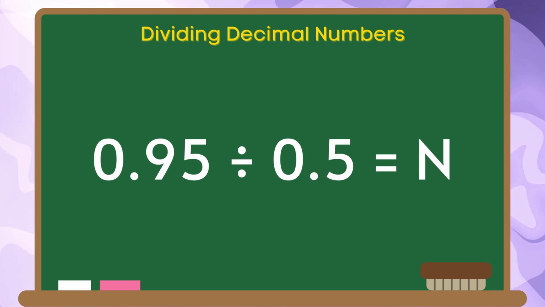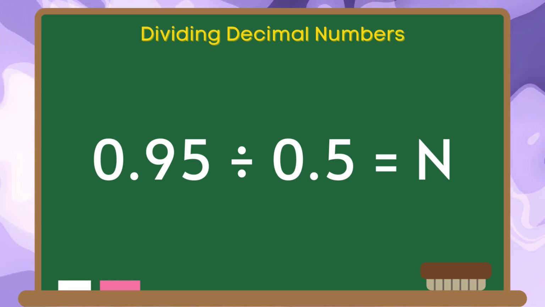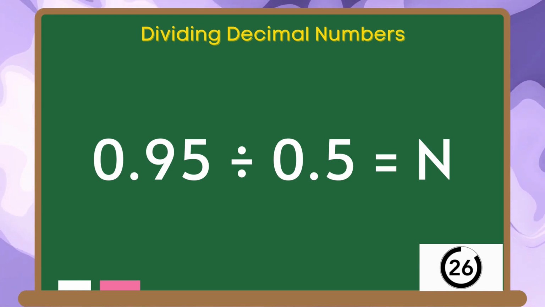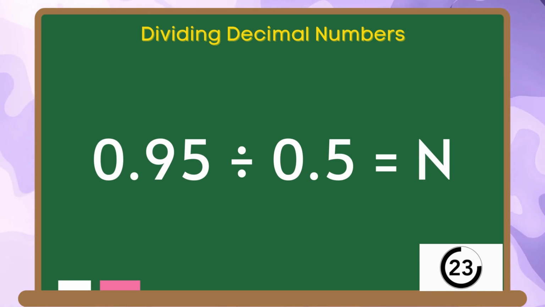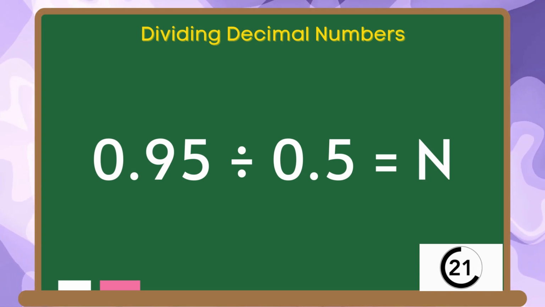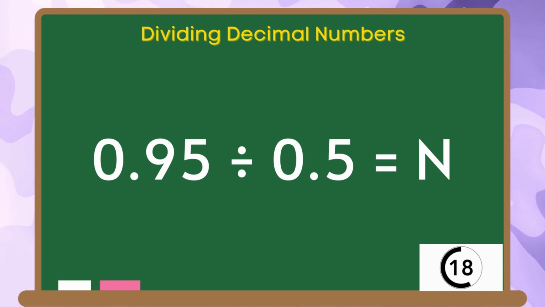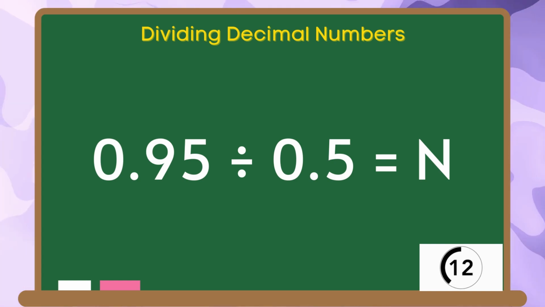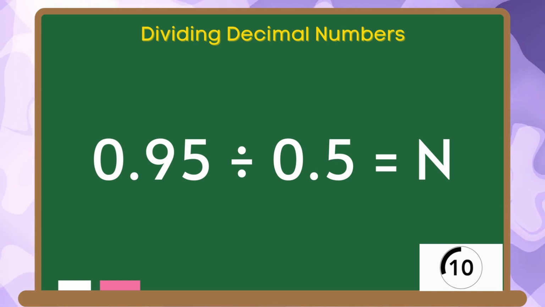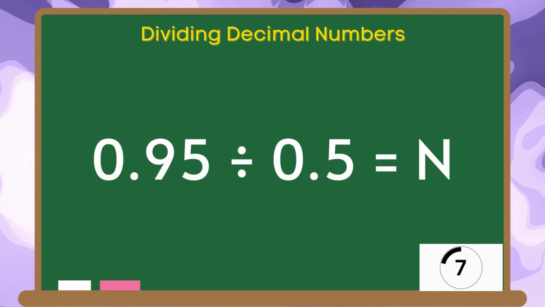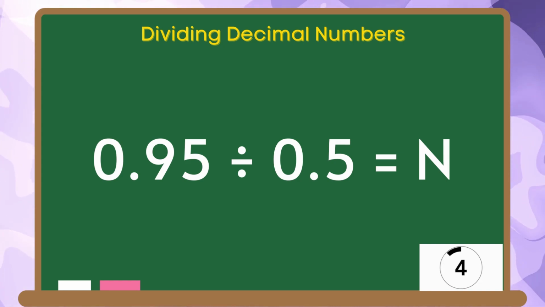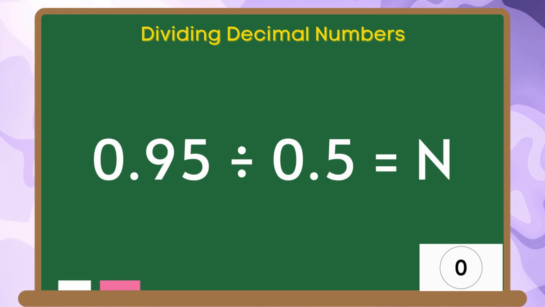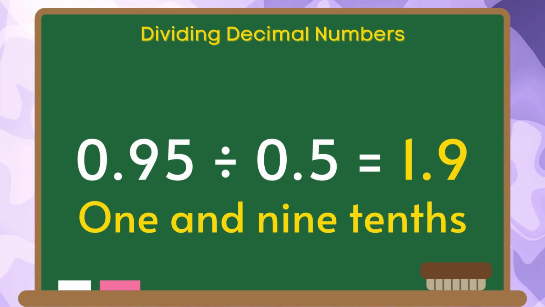And for the last item, divide 95 hundredths by 5/10. The correct answer is 1 and 9/10.